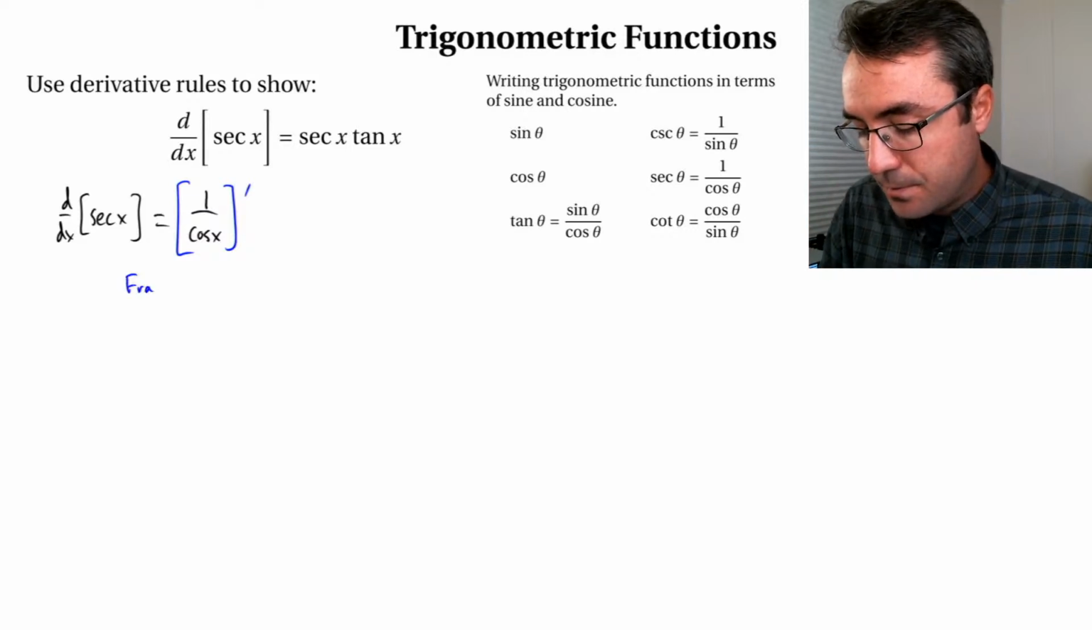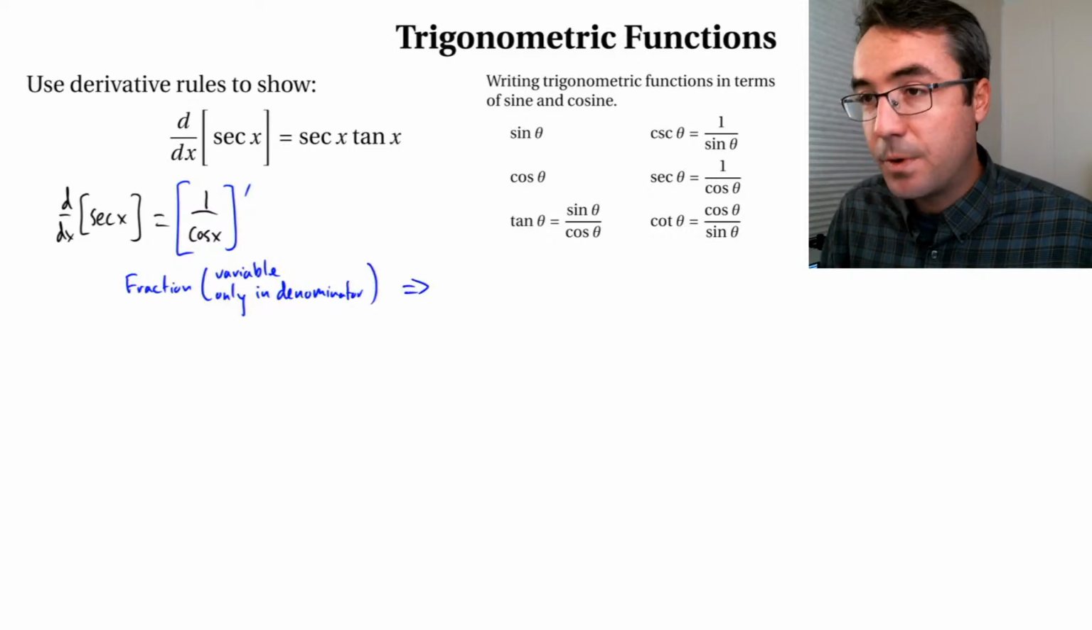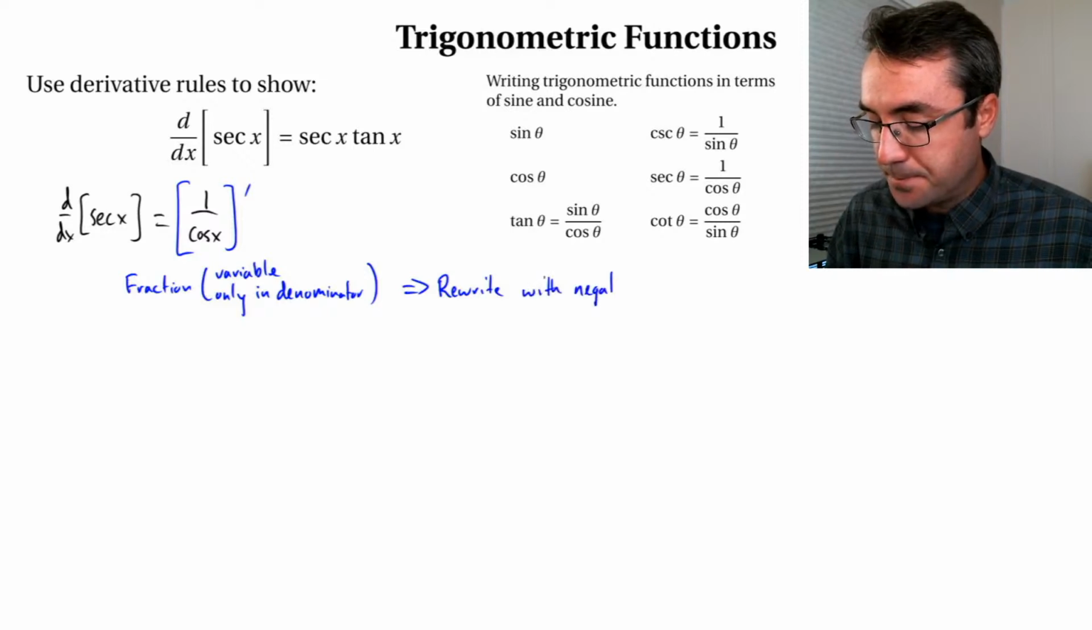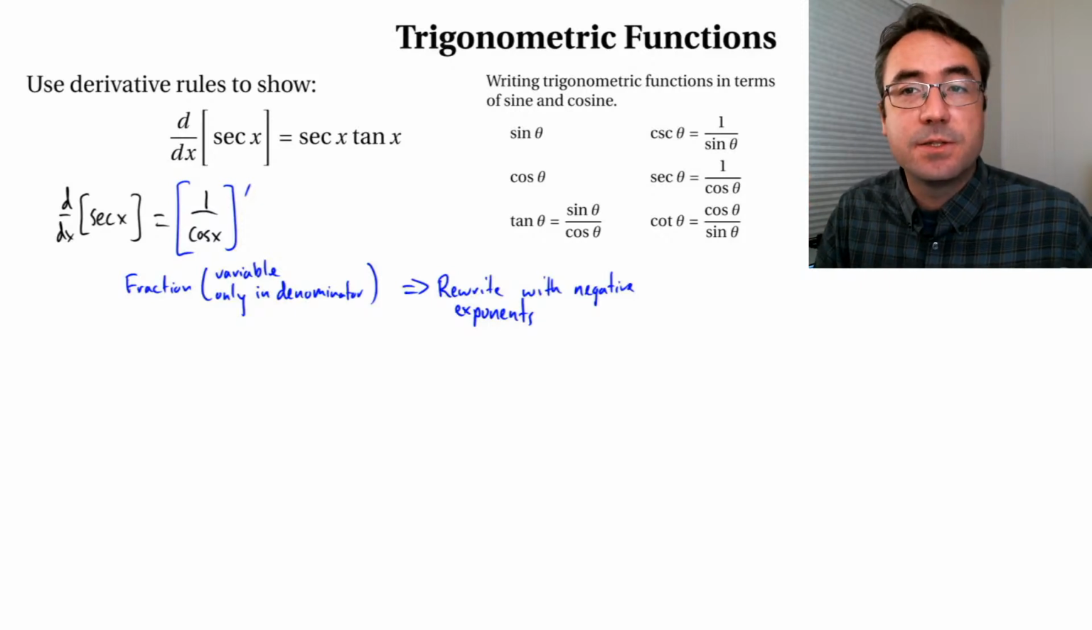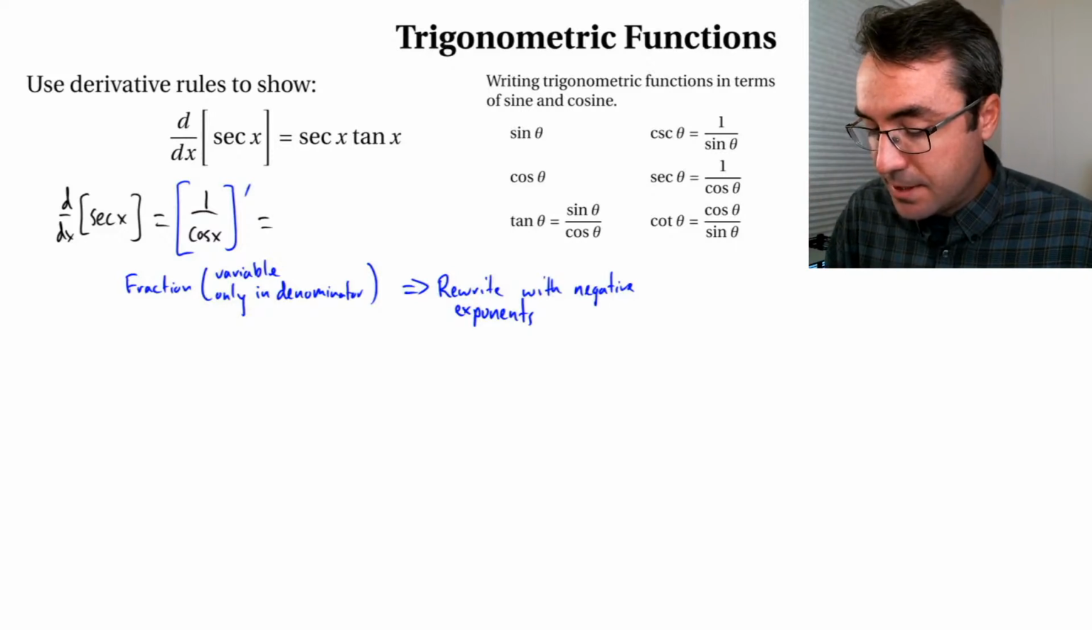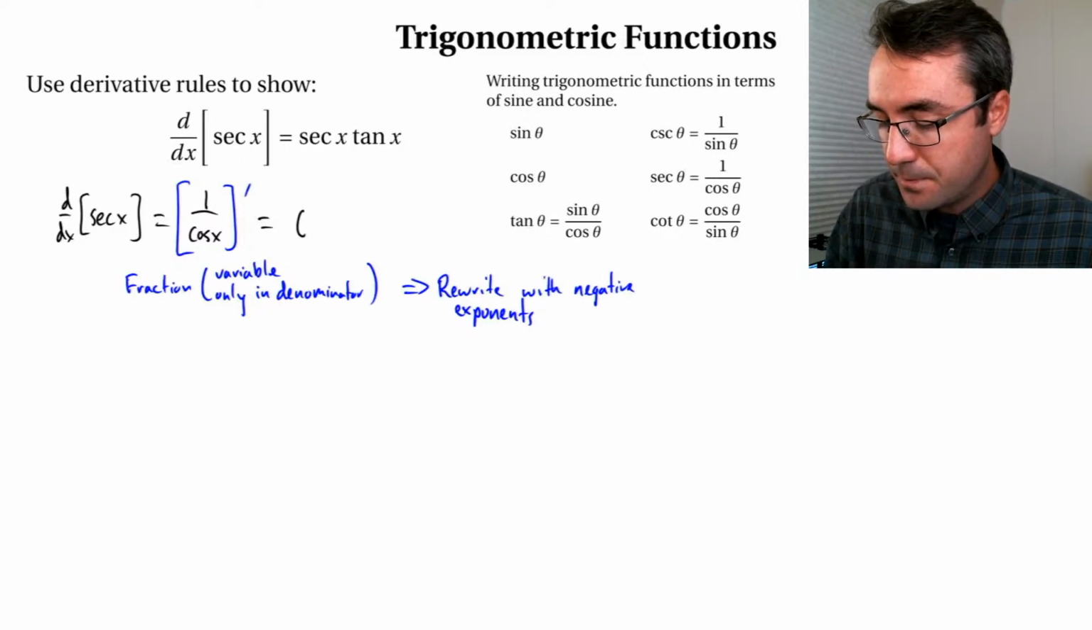So another way to handle fractions like this, where the variable is only in the denominator, is to rewrite it with a negative exponent. And that's what we're going to do. We're going to rewrite this expression with a negative exponent. That's one of our standard little techniques for dealing with some fractions. Rewrite it as a negative exponent, and then you can just use the power rule. So if we do that here, we could rewrite this as cosine x all raised to the negative 1 power. And we're going to differentiate that expression.